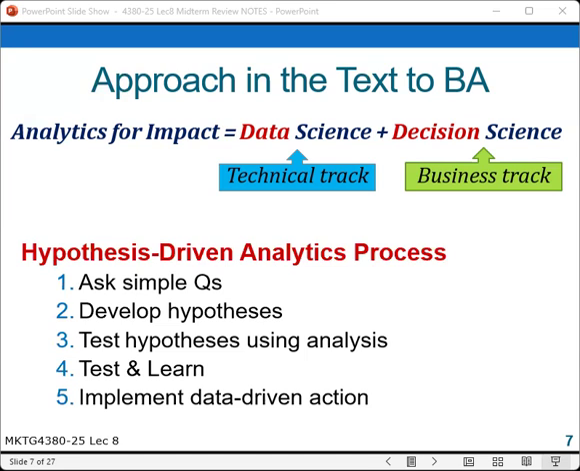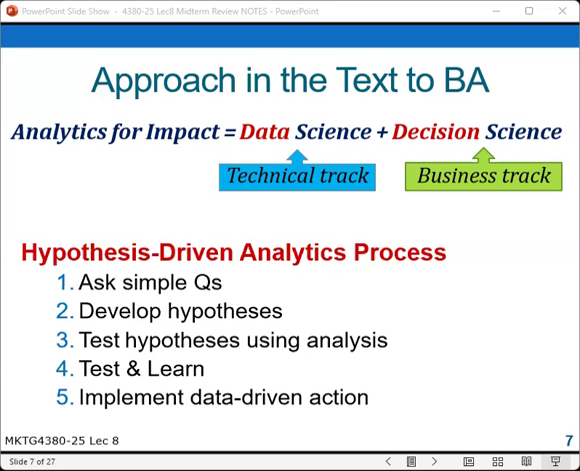So within analytics, there is a hypothesis-driven analytics process. That starts with asking simple questions. We have a problem, or a challenge, or an opportunity, and there you need to ask, what's happening that's not supposed to happen, or perhaps what should have happened? And then you need to identify, why is that happening? Why are sales down? Why are people unhappy? Or why didn't we see this opportunity or this new technology?